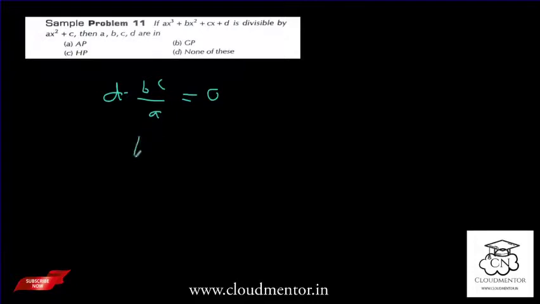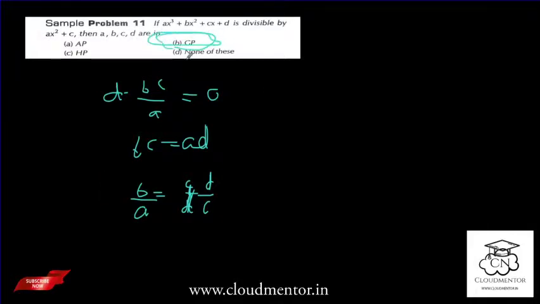Therefore bc will be equal to ad, and from that we can take the a down and c down, so b by a equals c by d. Now I think you got the result. It is d by c, right? So that has a common ratio, so that's the GP. Answer is GP here.